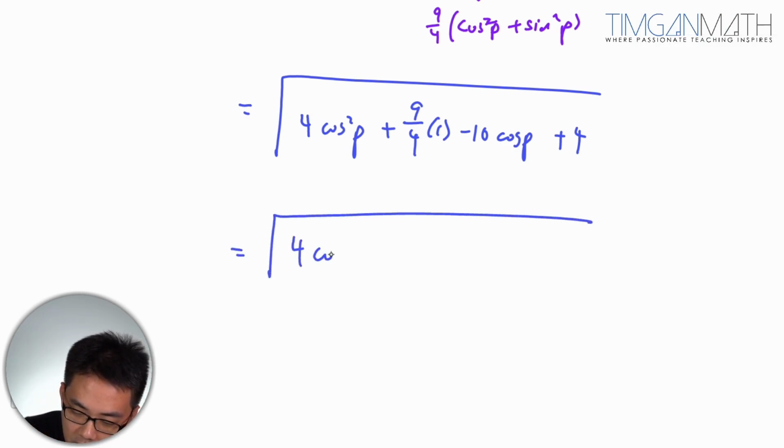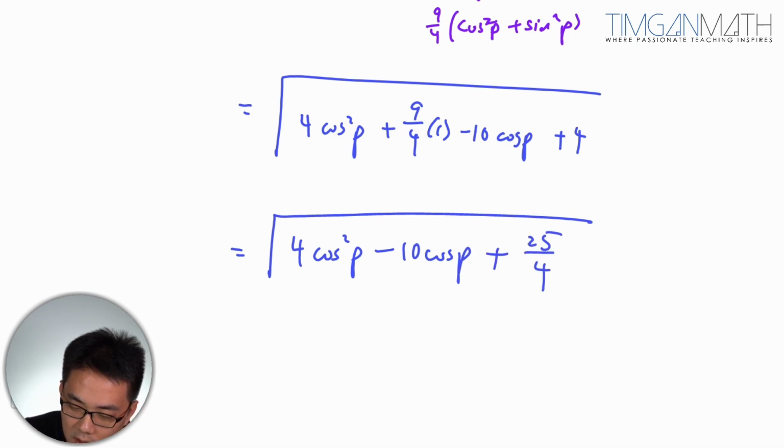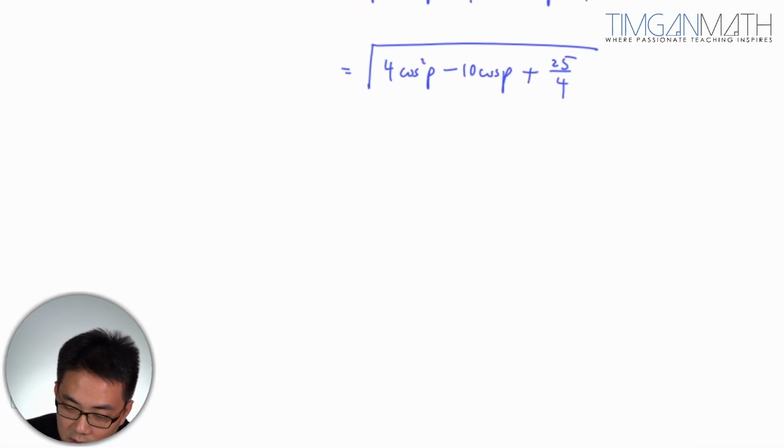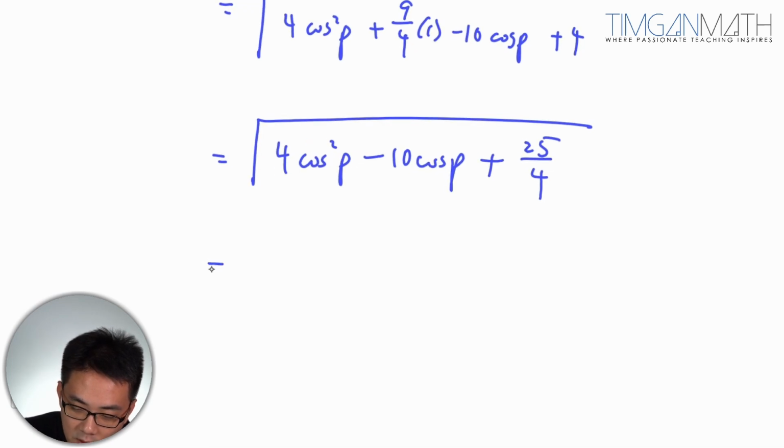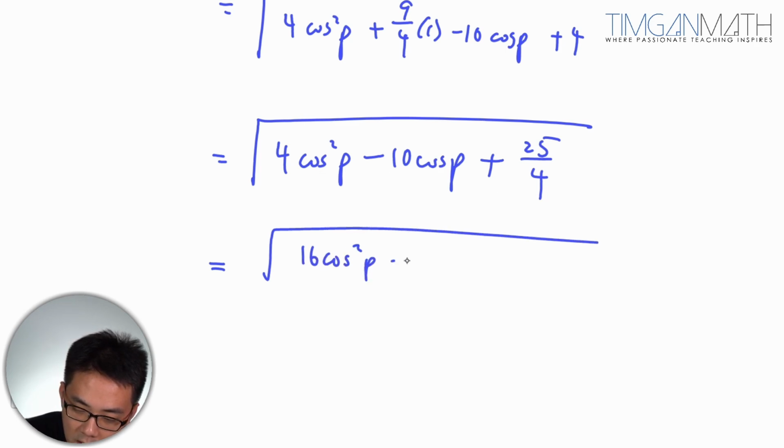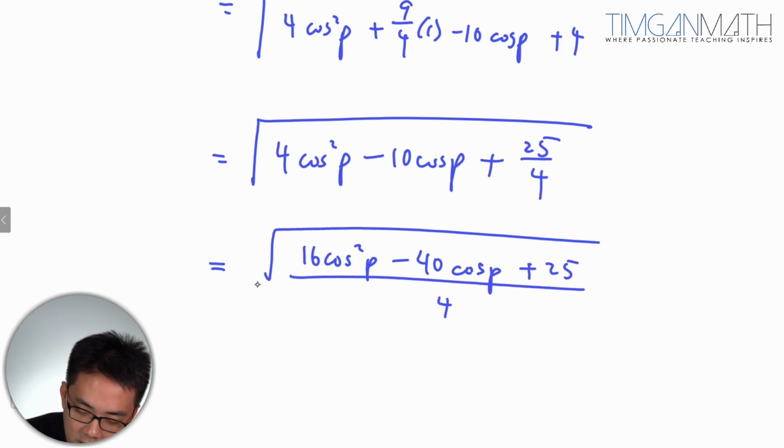It's a lot of things to write. Plus 25 over 4. Okay, then what we're going to do next is, I'm not sure, I could just multiply by 4 throughout. So this is 16 cosine square p minus 40 cosine p plus 25 over 4. That'll be much easier.